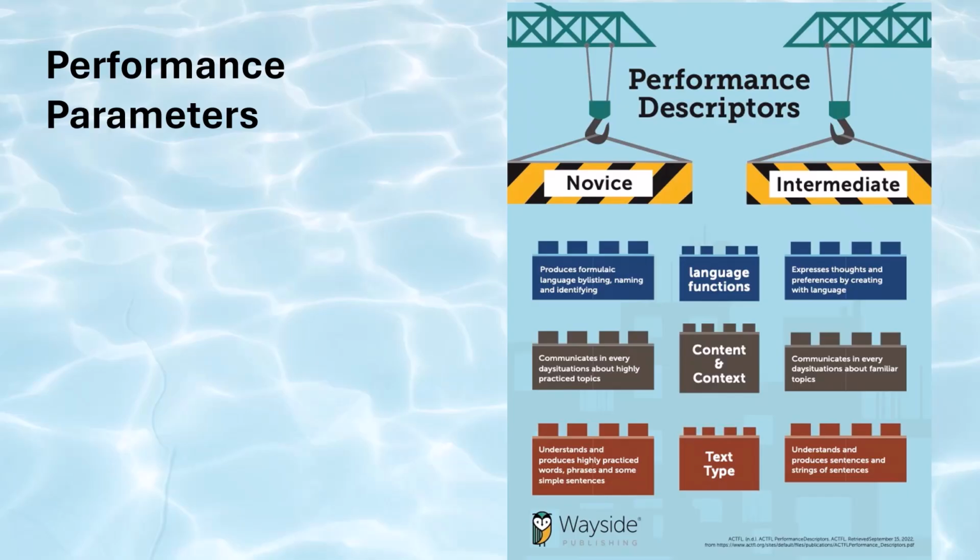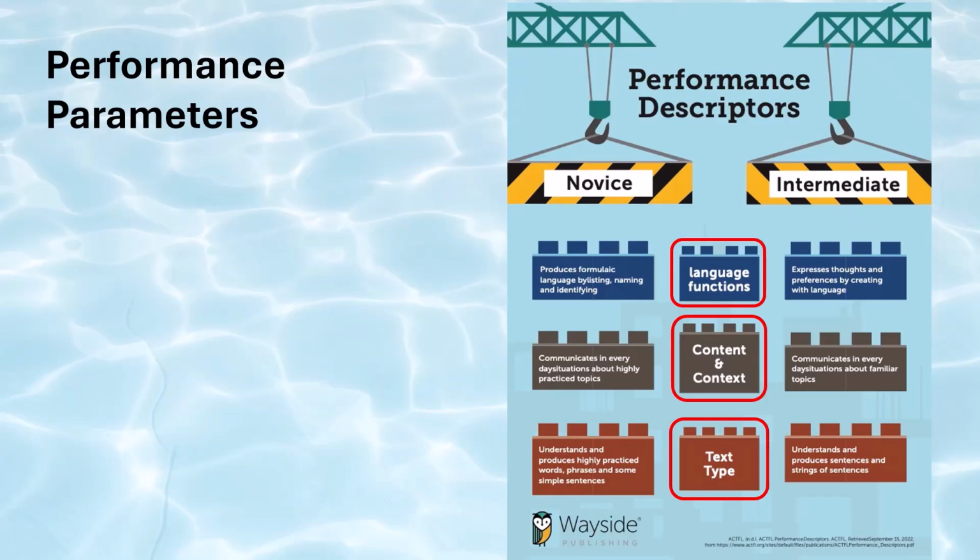The anchor chart that you see here highlights what novice and intermediate learners can do across language domains. So let's consider each of these domains. So language functions are the first. Then we have content and context. And then finally, we have text type.